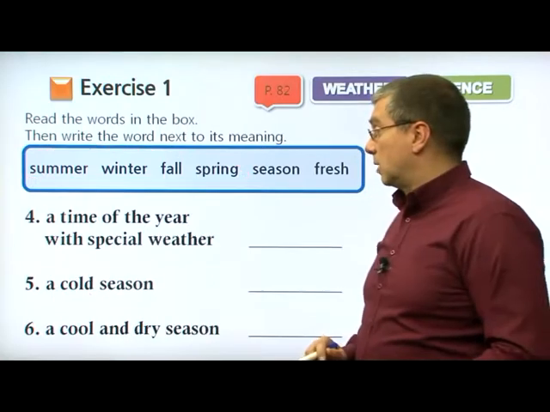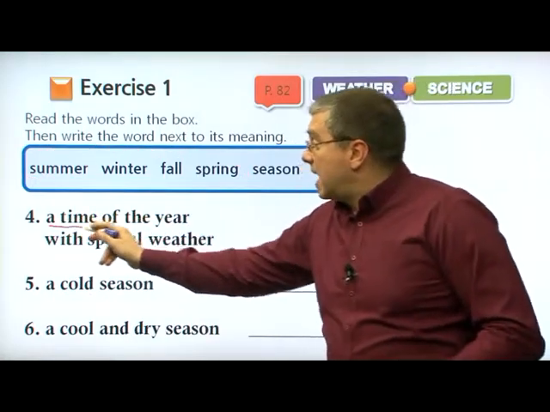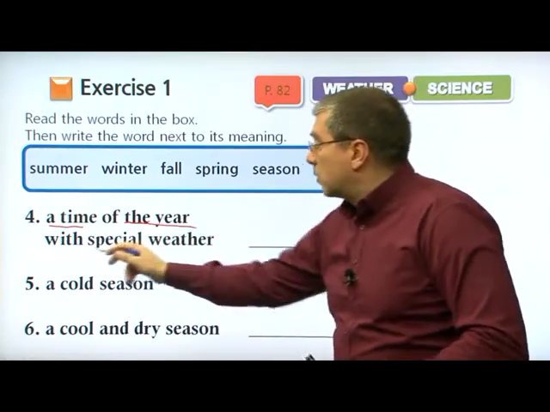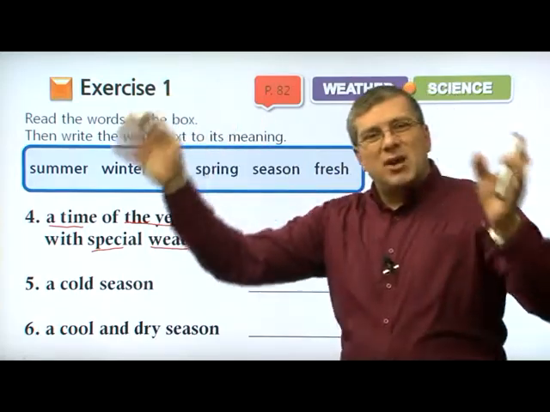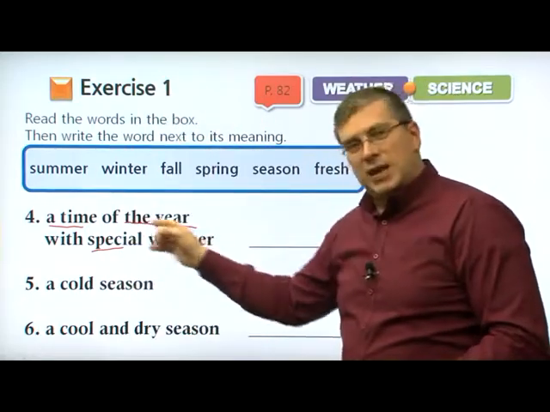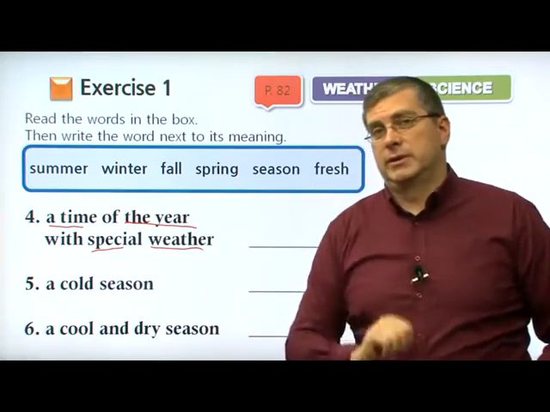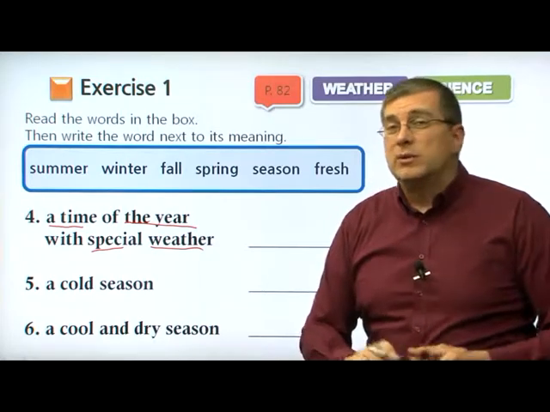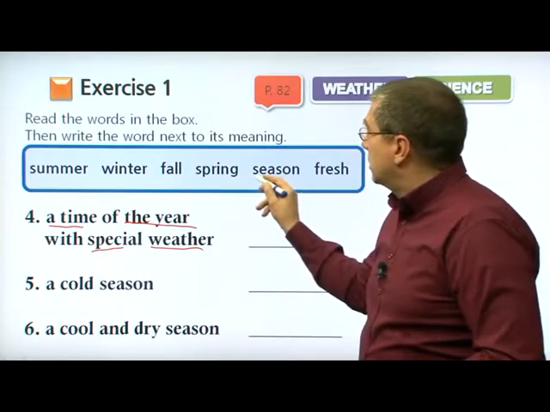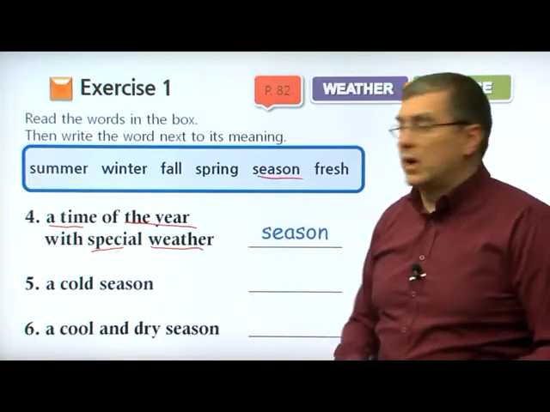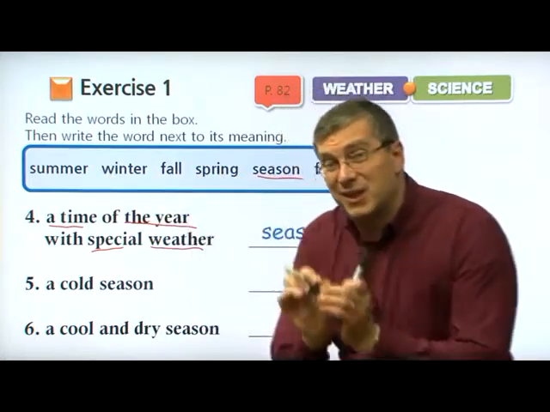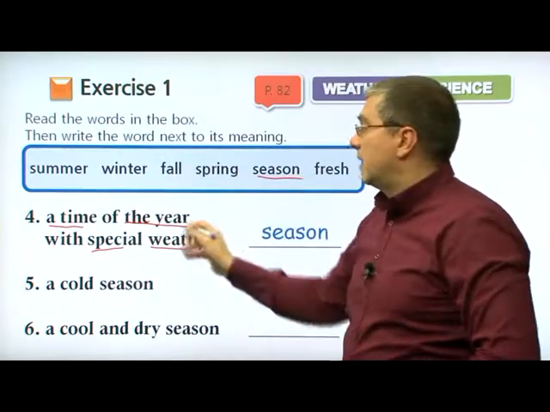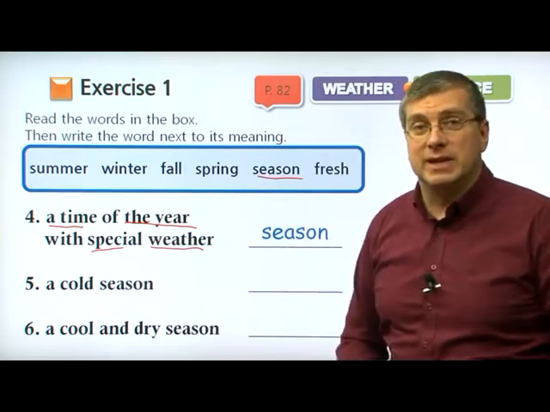Okay, let's move on to number 4. Number 4, a time of the year. So it's a certain time of the year with special weather. Well, this is more general, isn't it? There are several times of the year. There are 4 times of the year that have special weather. What do we call these times? We call them all seasons, don't we? So that's a season, right? These are the individual specific seasons, but this word means all of them, right? Okay? So a time of the year with special weather would be a season.